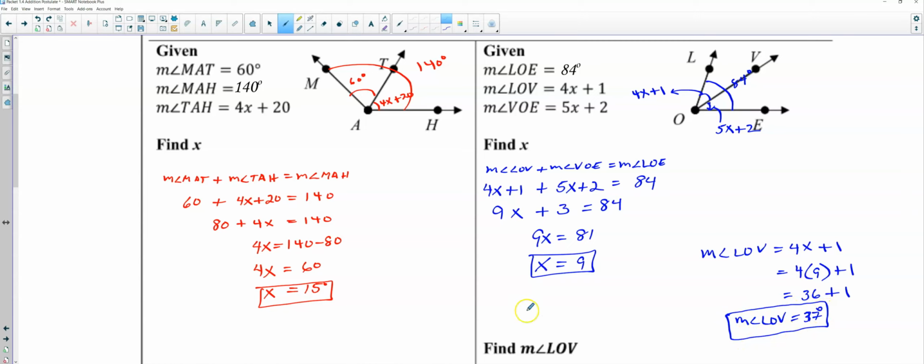37 degrees. And you can find the other ones for practicing, but basically I just answer the question.